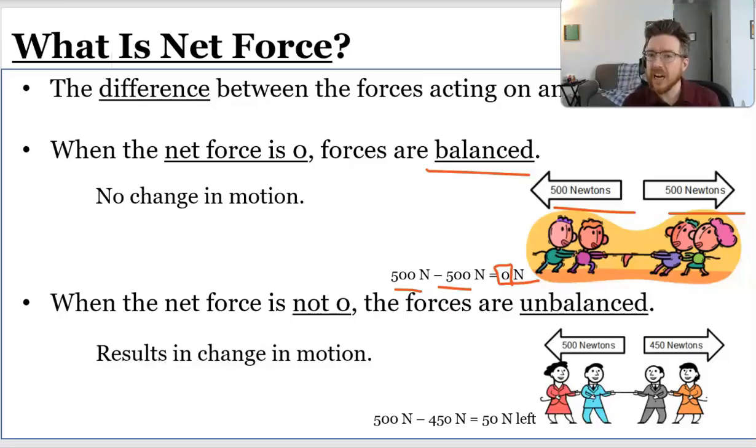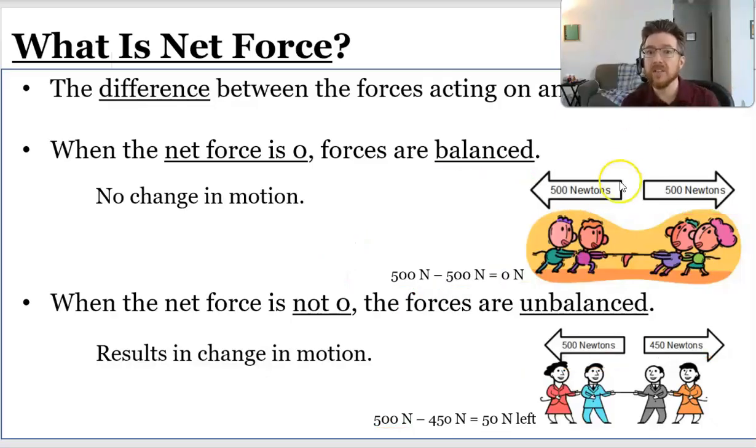When the net force is not 0, the forces are unbalanced, and this is going to result in a change in motion. So we saw that here. We just didn't put an exact number on it. With that example, the 500 newtons minus the 450 newtons gives us 50 newtons, so not 0. And well, what direction was greater of those? That was the 500, so it's 50 newtons more force going to the left. So we're going to have a change in motion with these unbalanced forces. We're going to move left.